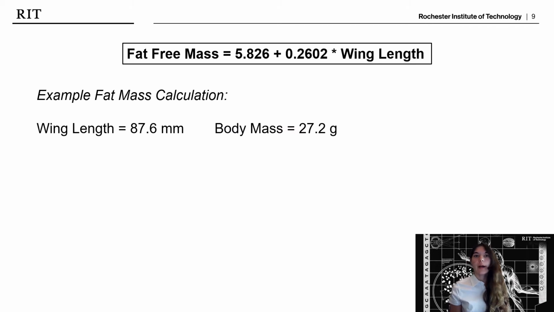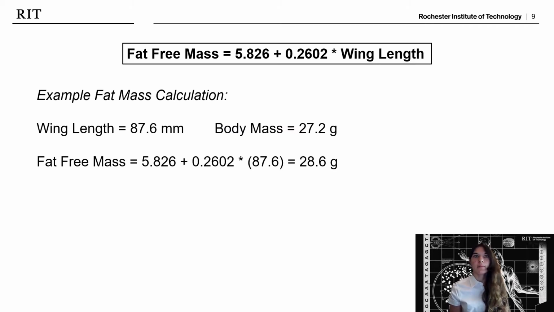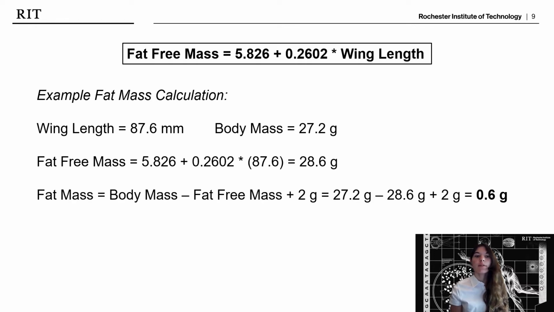The equation we derived was then used to calculate fat-free mass for all birds in the dataset. Fat-free mass was subtracted from overall body mass, then 2 grams was added to this number. This was done because per prior studies, fat scores of 0 often fail to account for around 2 grams of fat in birds. So we added 2 grams to help account for this potential error. And we had done it. We formed an estimate of fat mass for each bird in our dataset.